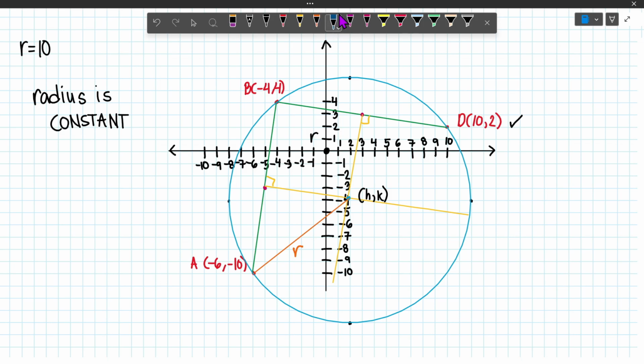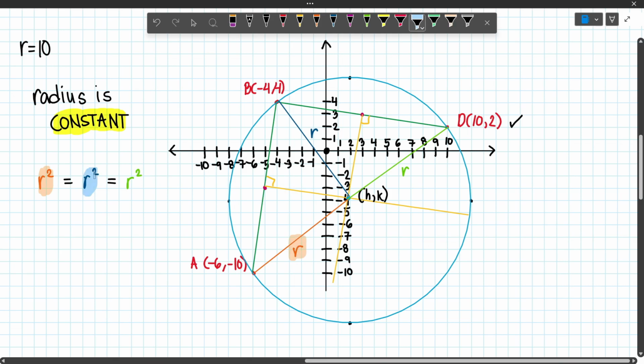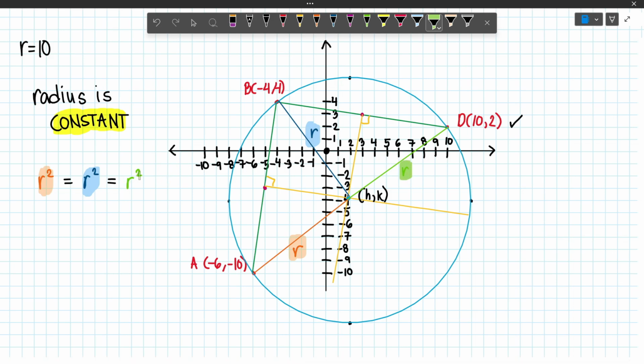Now let's draw another line. Let's use a different color for point B to the center. And let's use another color for the radius of point D. Now, because our radius is constant, we can equate r squared, your orange r, equals r squared, your blue r, equals r squared, your yellow-green r. So this corresponds to that one, and this corresponds to this one.